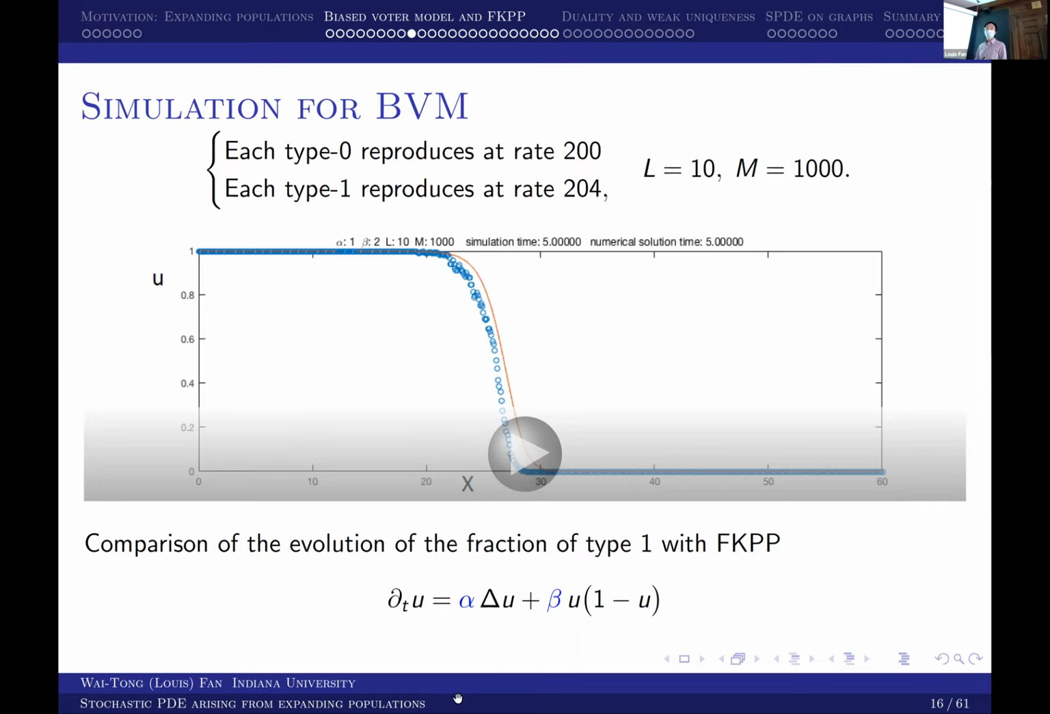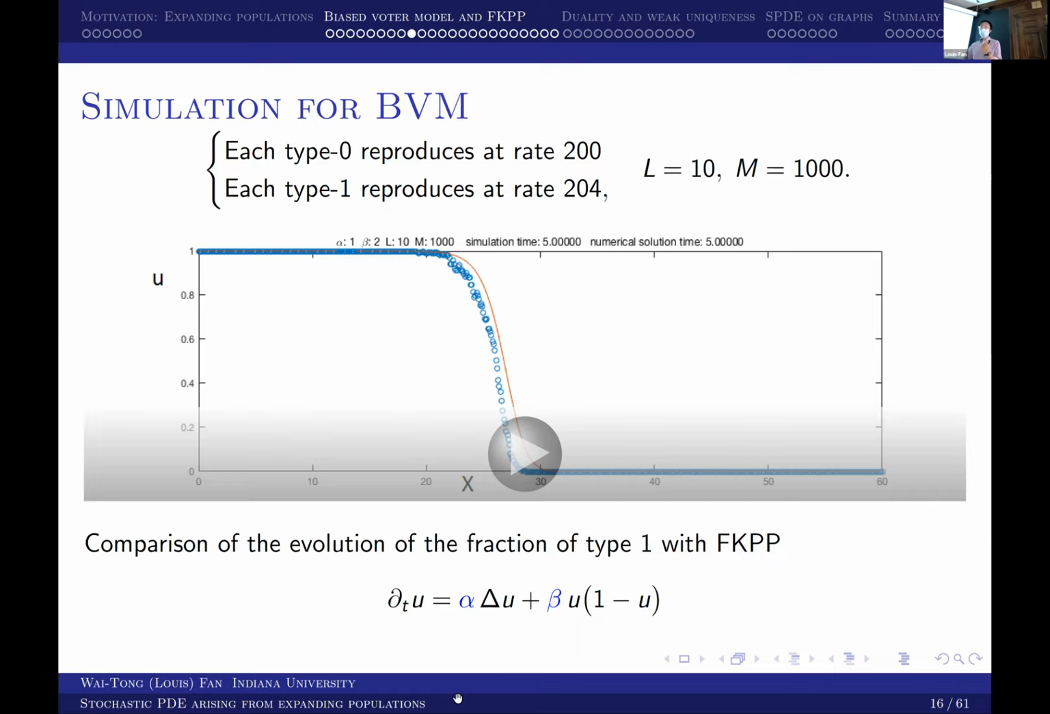And then the agent-based simulation is lagging behind the solution of the FKPP equation. When we simulate the bias filter model, there's no FKPP. It's just a very simple individual-based model, just a stochastic simulation. Right, Poisson clocks. But the red curve came from the PDE without noise. Yes, exactly. So the PDE without noise.